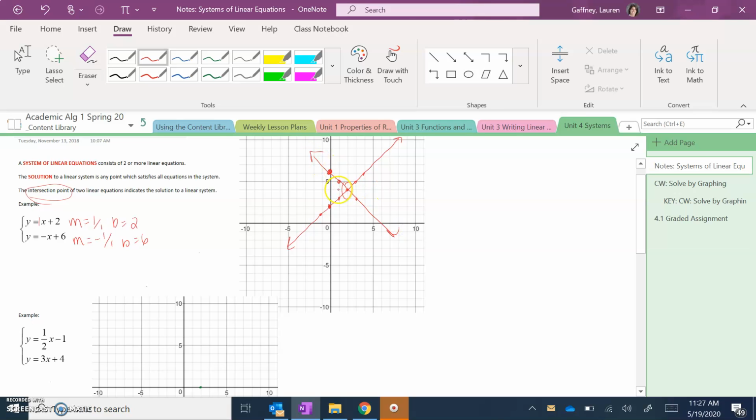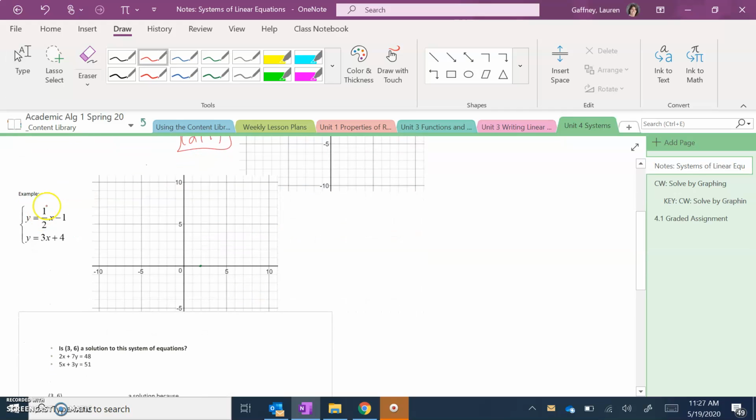Your final answer is that as an ordered pair. So that would be 2, 4. That is your answer. Okay, let's look at another one. So here, my m is 1/2 and my b is negative 1. So go up 1 over 2, up 1 over 2. Like I said, you want to be pretty neat with these, otherwise you could get the point wrong.